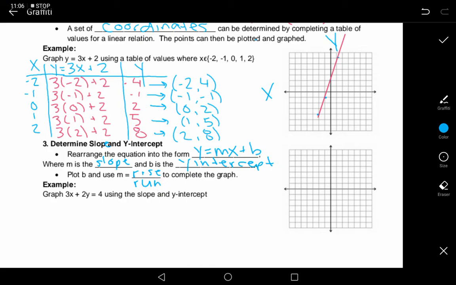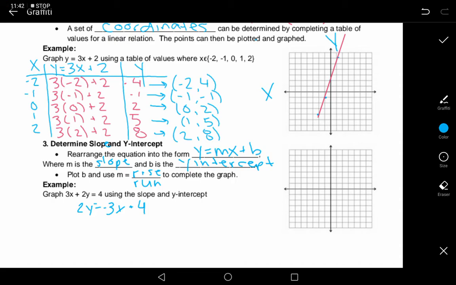Okay, so we are given this example. Graph 3x plus 2y equals 4 using the slope and the y-intercept. The first thing we need to do is rearrange our equation so it looks like this: y equals mx plus b. I know my y has to be on the left-hand side, so I'm going to leave that over here. I'm going to move my 3x over my equal sign. Remember, when I'm moving it over, it's going to become negative. And I still have my 4 over there.